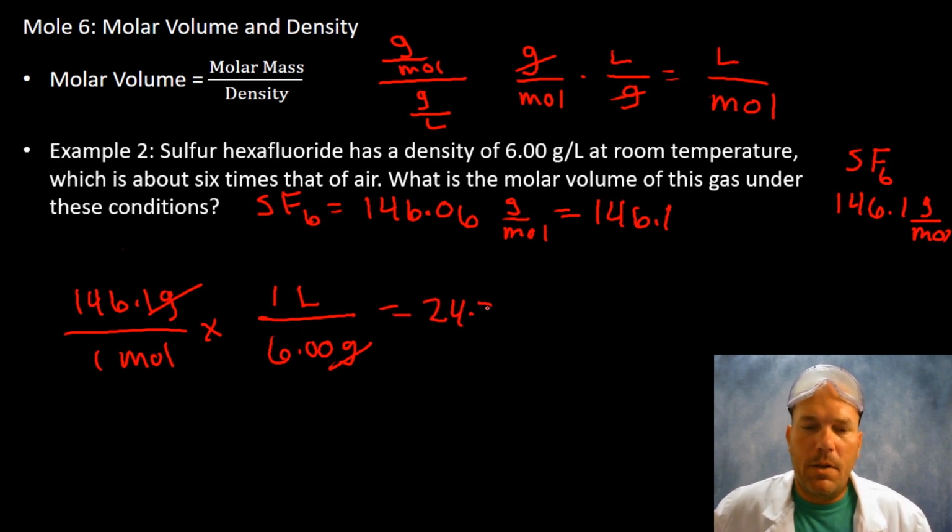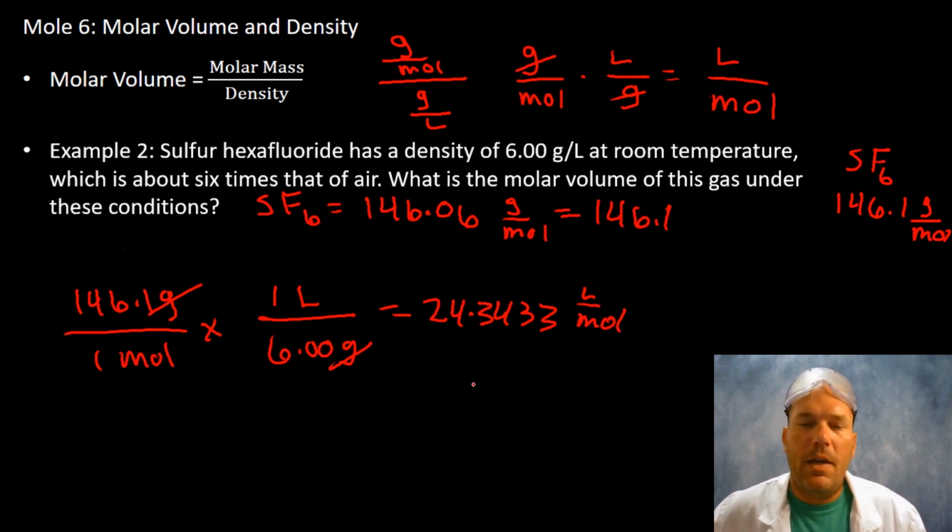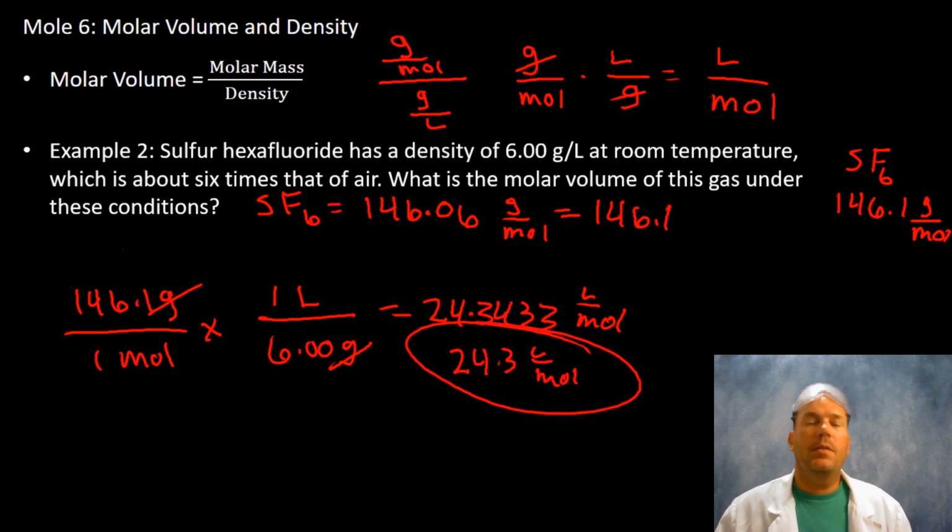You will get 24.3433 liters per mole. And our final answer, if we round that, we need 3 sig figs as dictated by this value here. So 24.3 liters per mole is our final answer for example number 2. Okay, and you should know, and if you don't, this will be a reminder for you, that 1 cubic centimeter is equal to 1 milliliter. So that's a conversion factor we'll use periodically in this course.